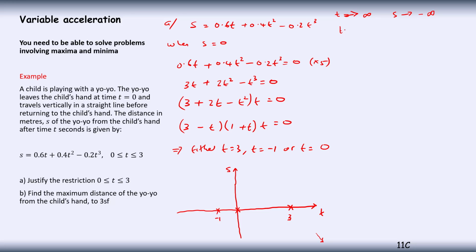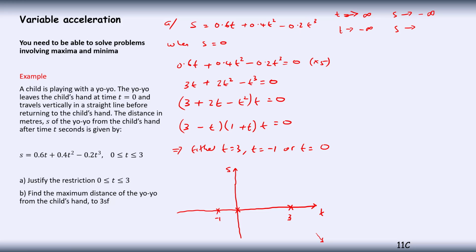And as t tends to minus infinity, so going towards the left of the graph, what happens to s? Well, we'll have a negative infinity here, we've got a negative infinity squared here, which will be positive.